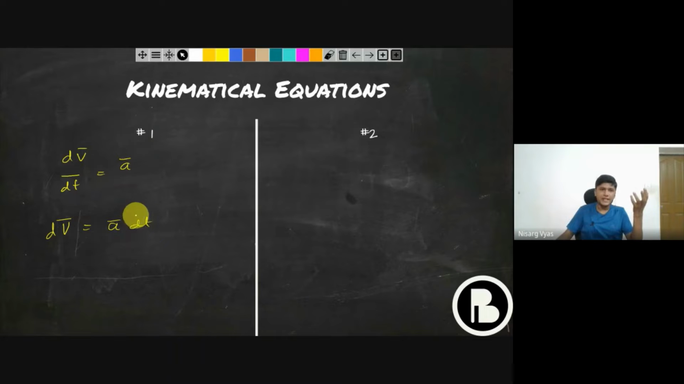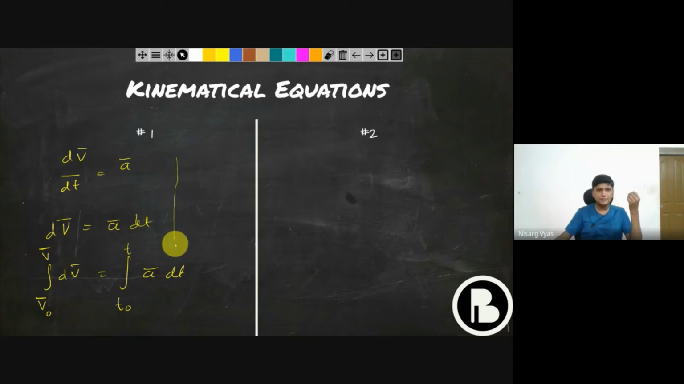dv equal to a dt, and we take integration on both sides, on the limit v naught vector to v vector for dv, equal to from time t naught to time t for a dt. If you observe this closely, you can write it down like this: v vector minus v naught vector equal to integration of a dt from t naught to t. Here, this is the first kinematical equation.